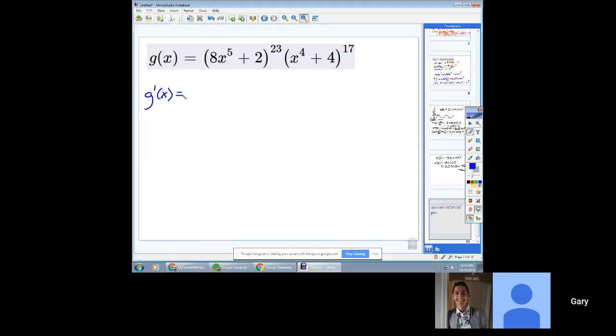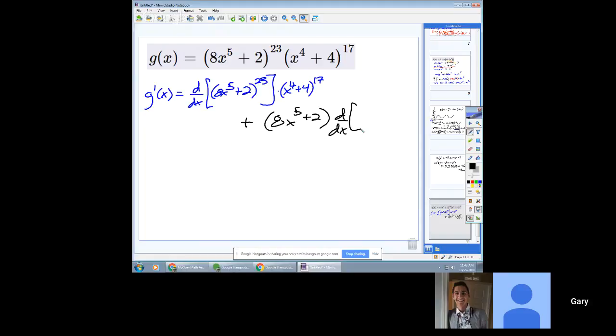So G prime of X, I'm going to take the derivative of the first one, and feel free to jump right to it if you wish, times the second, plus the first times the derivative of the second. You forgot the 23rd power on that. Nice job. Thank you, Sarah.